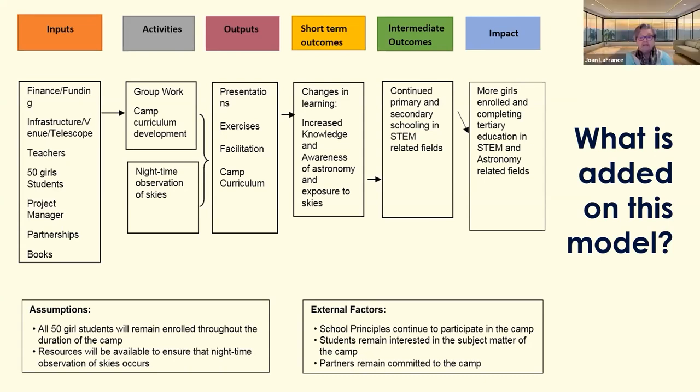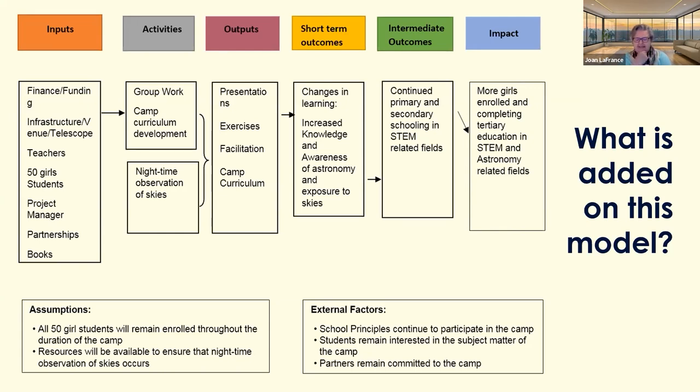But this obviously is a model for girls to be enrolled in a STEM education. It looks like astronomy camp. And so they're assuming that all 50 students will remain enrolled. They're assuming that the resources will be available to ensure a nighttime observation of skies occurs. That's a big resource need in our area up here in the Pacific Northwest, where we have a lot of cloudy nights. So I don't know how they're going to ensure that resource if you lived up here.